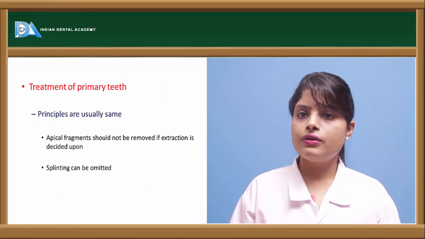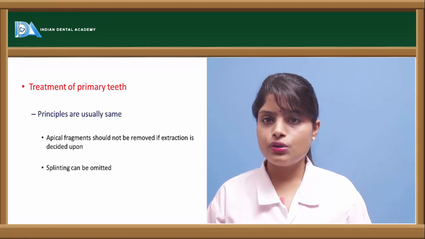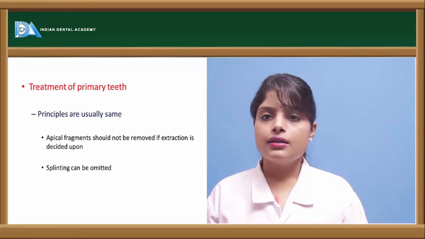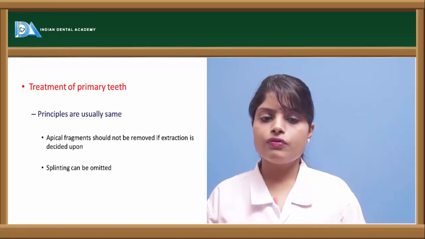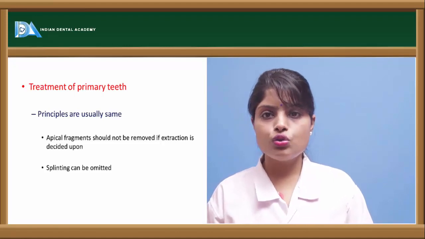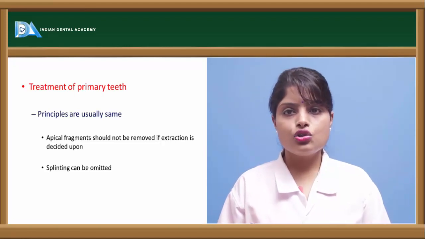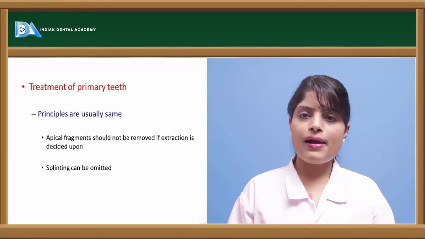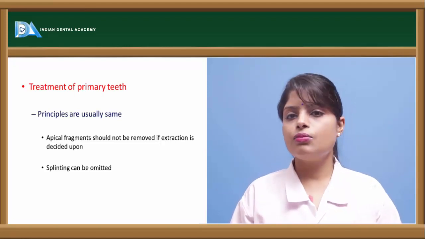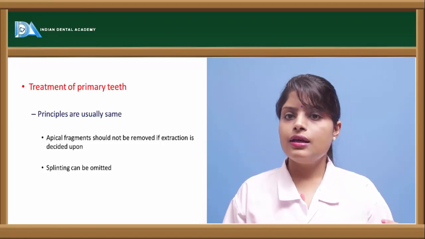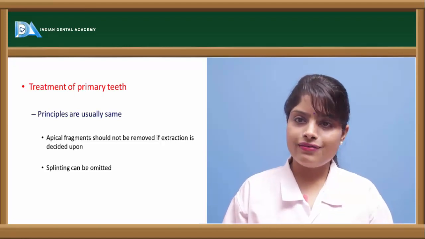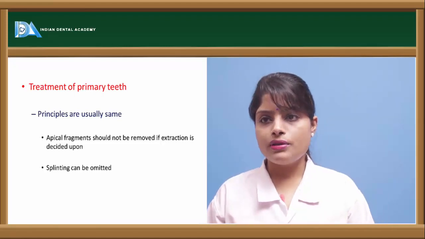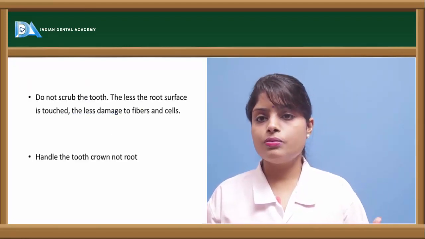Now, if there is a root fracture in the primary tooth, it needs to be basically extracted, but the time period or the lapse of the tooth in the oral cavity should be kept in consideration. For example, if the apical fragment is broken, then the tooth can be left as such in the oral cavity and splinting can be omitted. But it should be taken care of.